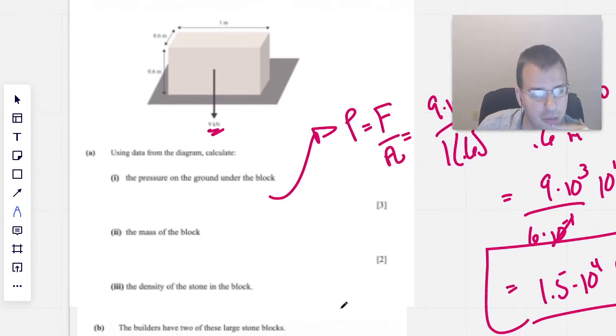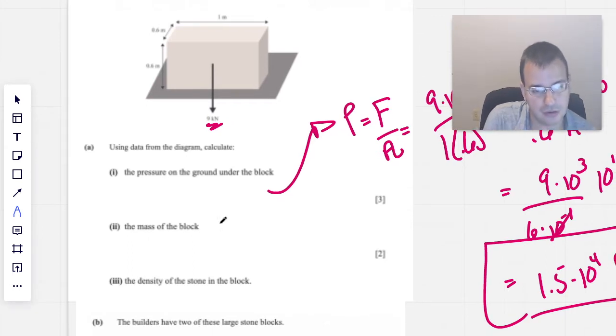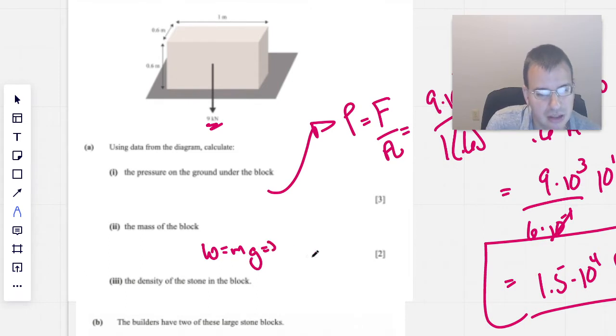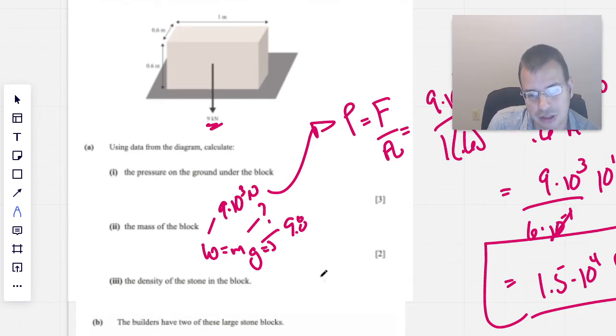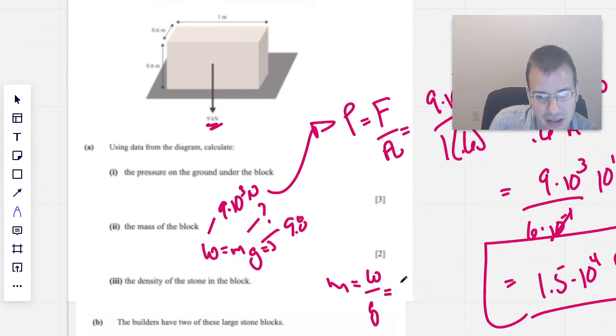All right, so now we want to find the mass of the block. So for this, we're going to do weight equals mass times gravity. Mass is what we're trying to find. Gravity is 9.8, and weight is 9 times 10 to the third newtons. So the mass is going to be weight divided by gravity, which is 9 times 10 to the third all over 9.8.